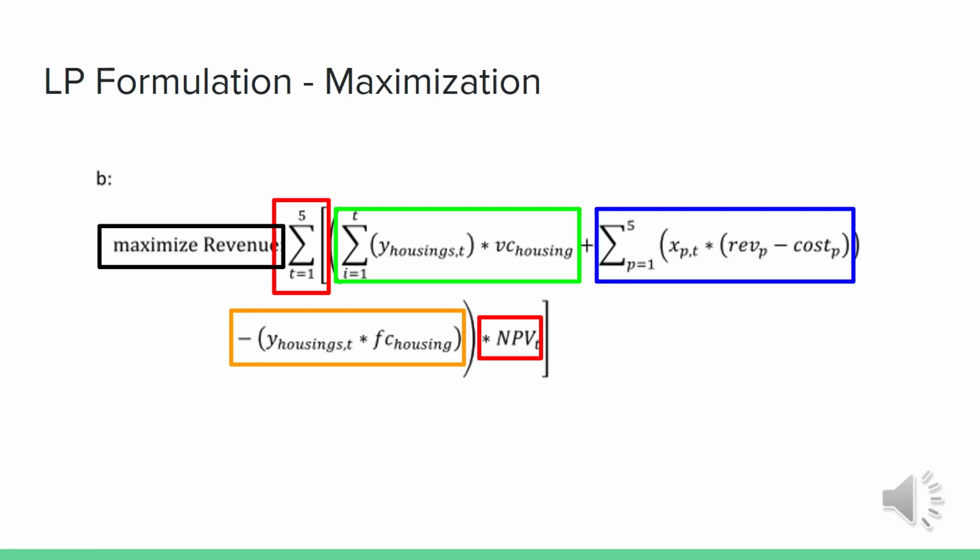The other parts would be the orange one saying if we buy the housing option in this period, we will have to encounter the fixed costs. And the green option says if we have bought the housing option in this period or any period before, from 1 to the current period T, then we would have to pay the variable costs in this period. If you sum that all up, multiplied by the net present value, this is what we want to maximize.